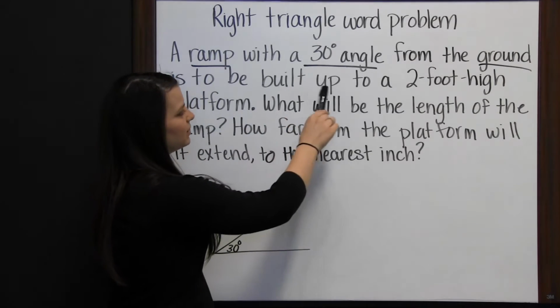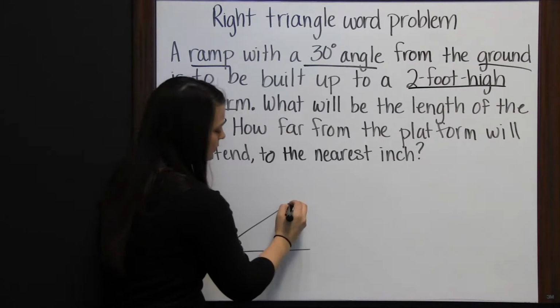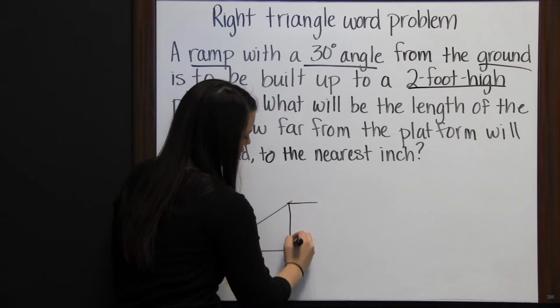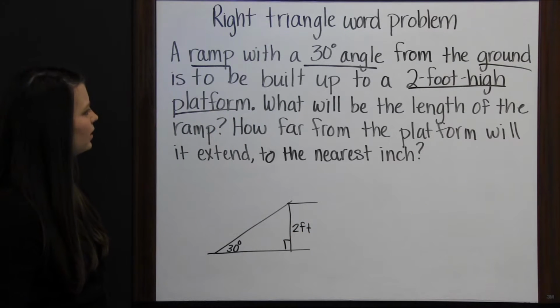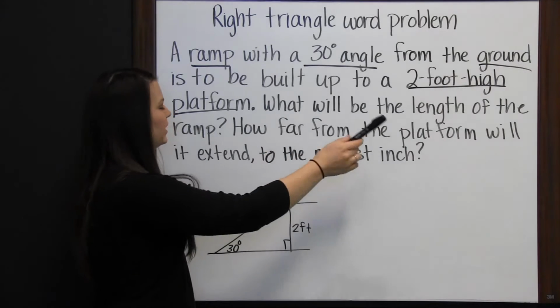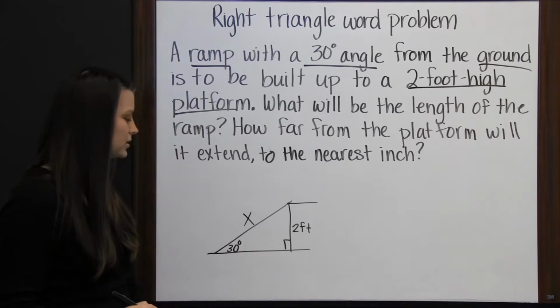And it's to be built up to a 2-foot high platform. So then here we have a platform and it's 2 feet high above the ground. So there's a right angle there, perpendicular to the ground. The first question is, what will be the length of the ramp? So this is what we're trying to find.